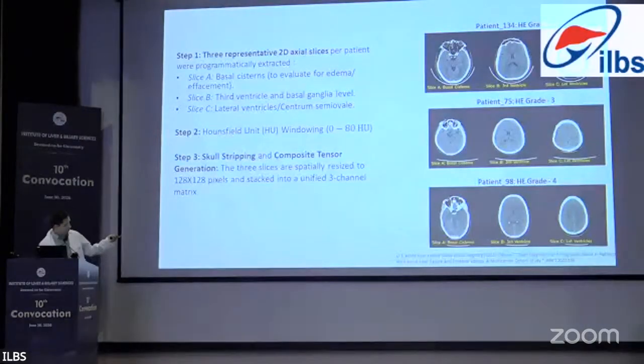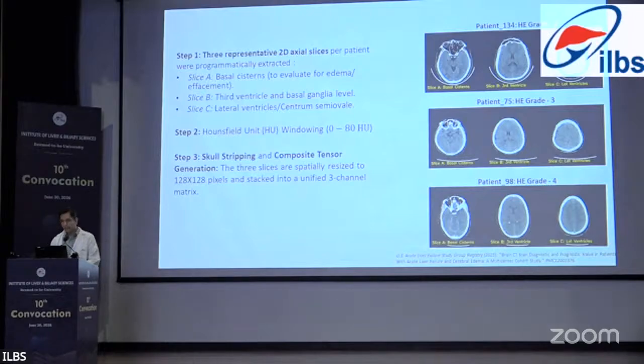And if you look at the CT here, these are real case scenarios. These are three different areas. As you can see, this is the basal cisterna, the third ventricle, and the lateral ventricle. So when the model was being created, these are the three areas which give the maximum information when you're looking for cerebral edema. And also you look at the Hounsfield unit.